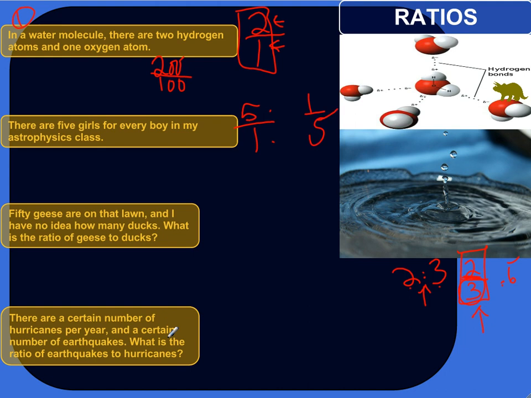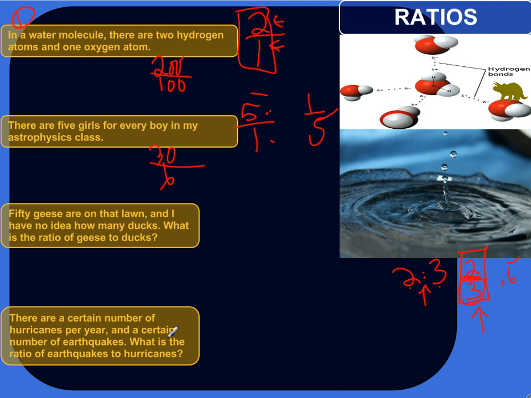And does that mean there's 5 girls in my class and one boy? No, but the ratio of girls to boys is 5 to 1. So maybe there's six dudes. Then I would predict that there's 30 gals, right?